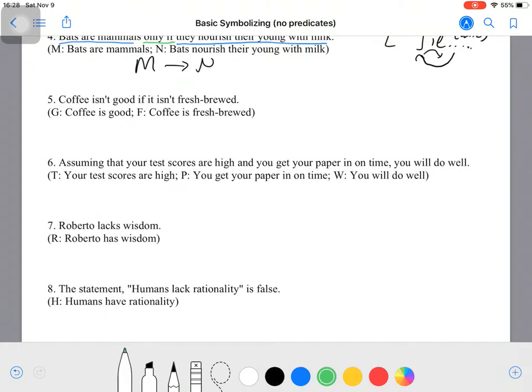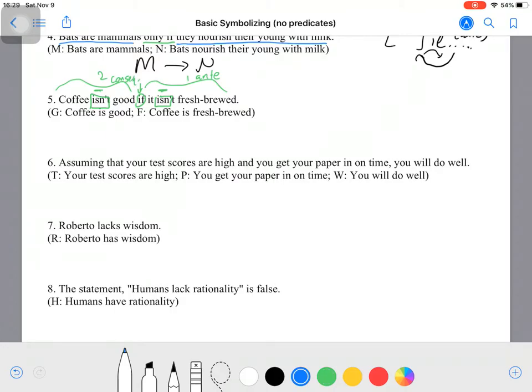Going on to 5, we see coffee isn't good. So this is a negation if it isn't freshly brewed. And here, kind of like what I said earlier, since the if is not an only if, that means that we're going to be putting this side first and then this side second, because this is the antecedent and this is the consequent.